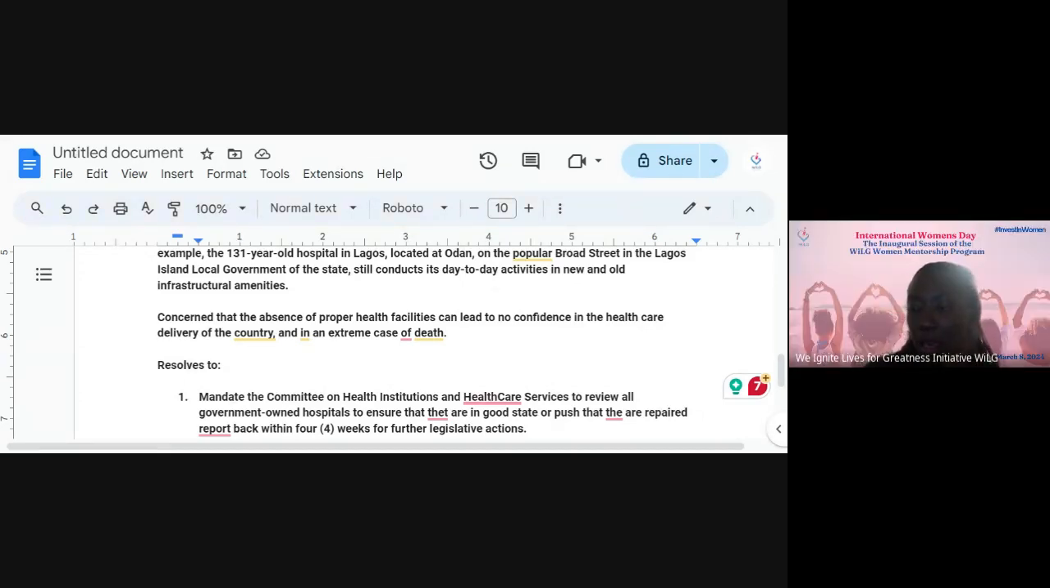But in the coming weeks, we're going to have someone who is a legislative aide. So when she comes, maybe we can get her to also give a breakdown, but from her own point of view. But yeah, that's how the breakdown goes.